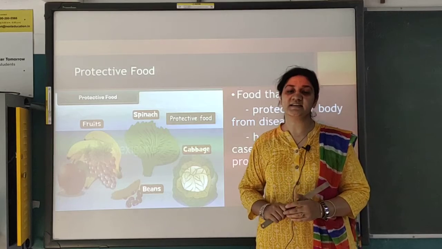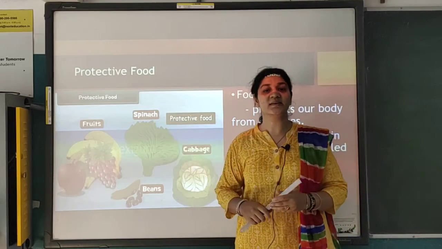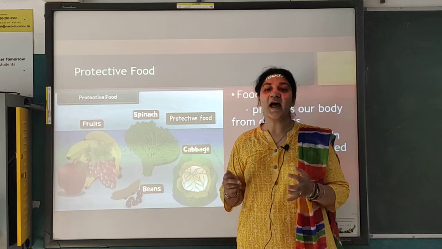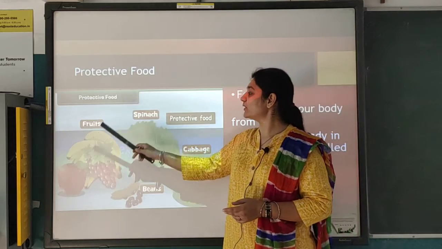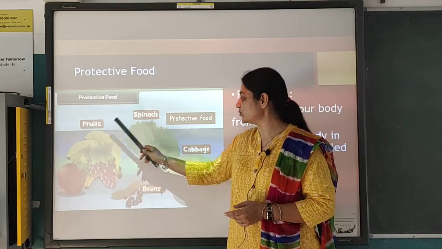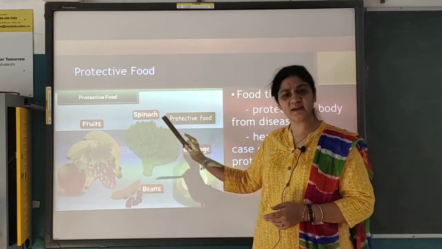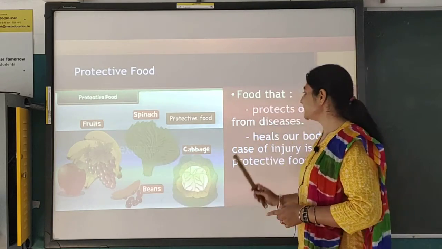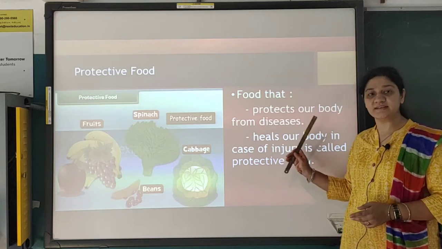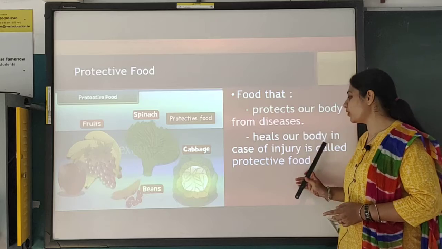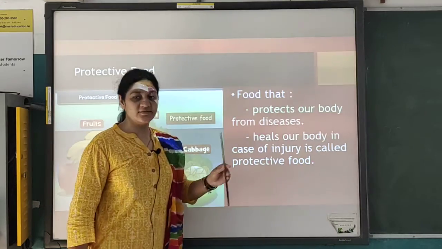And the last food group is protective food. It is the food which helps to protect our body and also helps us to heal our body. Protective food includes fruits, spinach, cabbage, beans, like fruits and vegetables. We can say that food that protects our body from disease and heals our body in case of injury is called protective food.